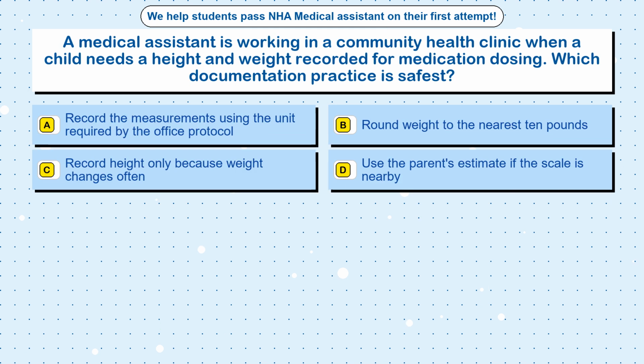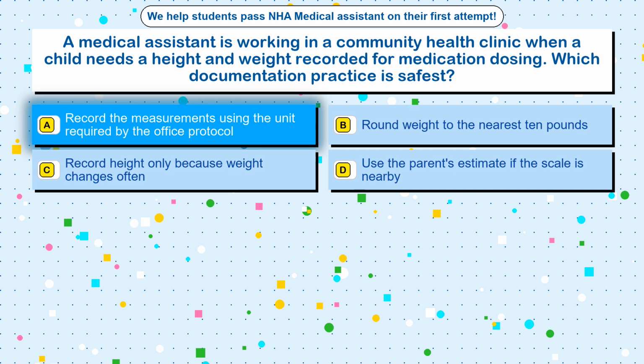Question 20. A medical assistant is working in a community health clinic when a child needs a height and weight recorded for medication dosing. Which documentation practice is safest? Option A, record the measurements using the unit required by the office protocol. Option B, round weight to the nearest 10 pounds. Option C, record height only because weight changes often. Option D, use the parent's estimate if the scale is nearby. The correct answer is option A, record the measurements using the unit required by the office protocol.